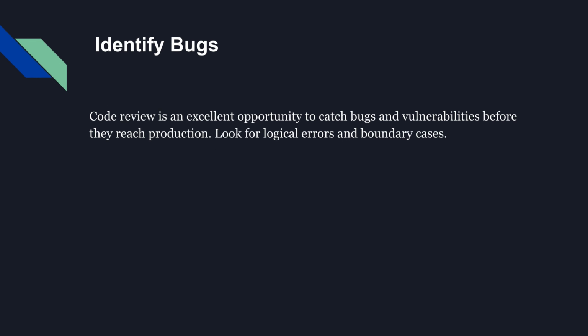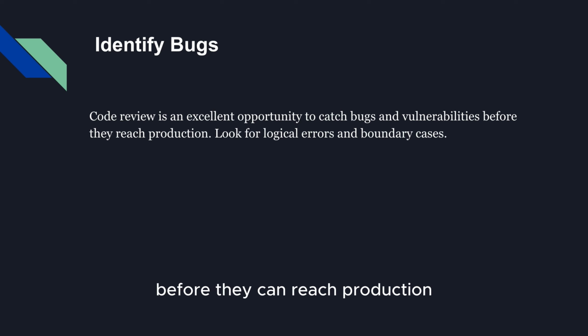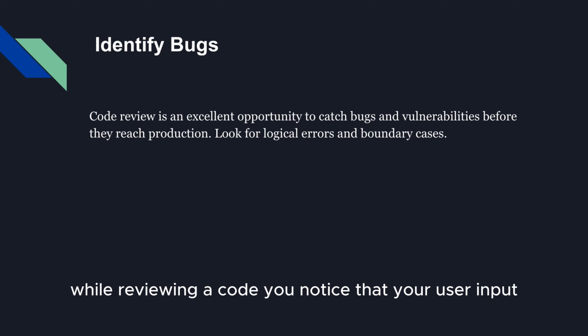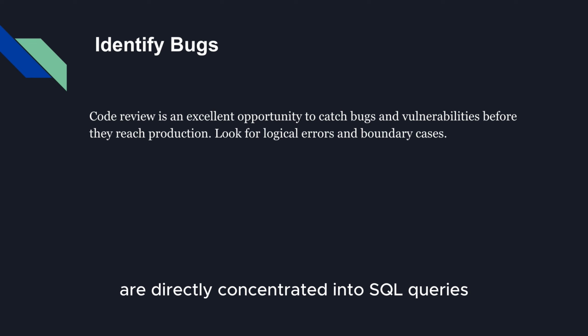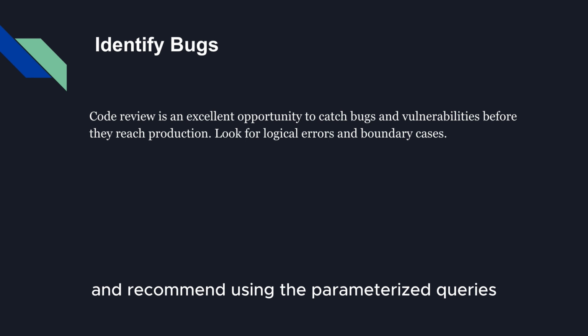Identify bugs. Code review is an excellent opportunity to catch bugs before they can reach production. Look for logical errors and boundary cases. For example, while reviewing code, you notice that user input is directly concatenated into SQL queries, leaving the application susceptible to SQL injection attacks. You flag this issue and recommend using parameterized queries.